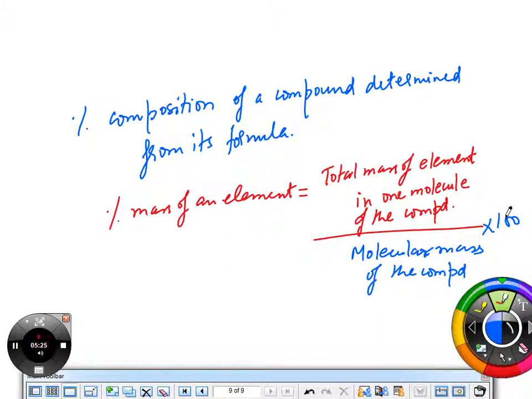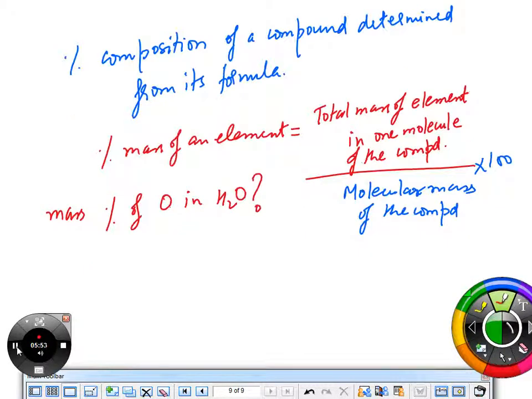तो हम कैलकुलेट करते हैं. Now you have to calculate, let us calculate for this percentage of oxygen in H2O. Mass percent of oxygen in H2O. Calculate mass percent of oxygen in H2O. Calculate करें. So let us calculate this.